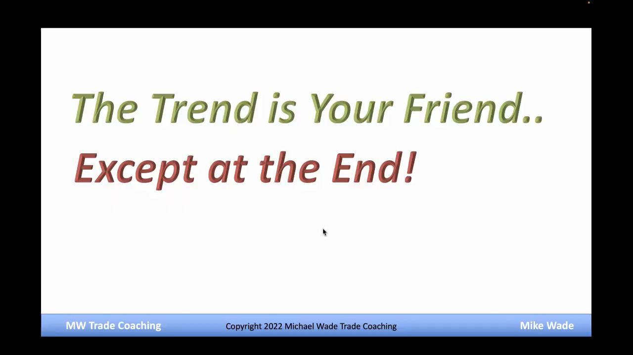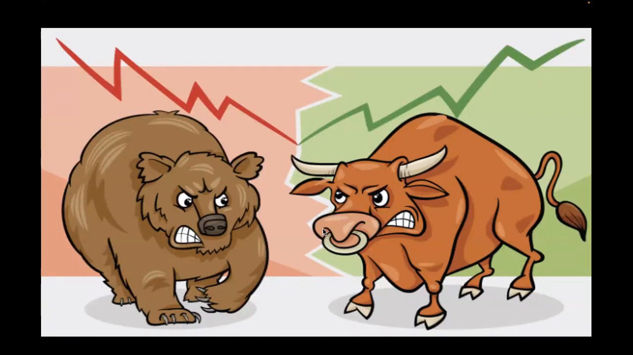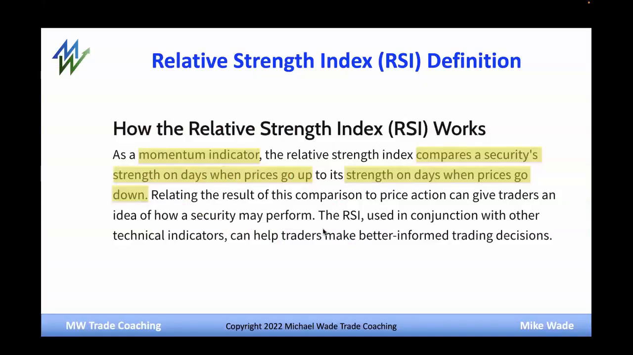So this particular indicator measures the bullish buying pressure momentum versus the bears. A market moves based on the bulls, the bullish traders, interacting with the bearish traders. So it's a fight, in essence, between bullishness and bearishness. And the relative strength indicator is a momentum indicator that compares a security's strength on days when prices go up to days when it goes down. So it's a momentum indicator.